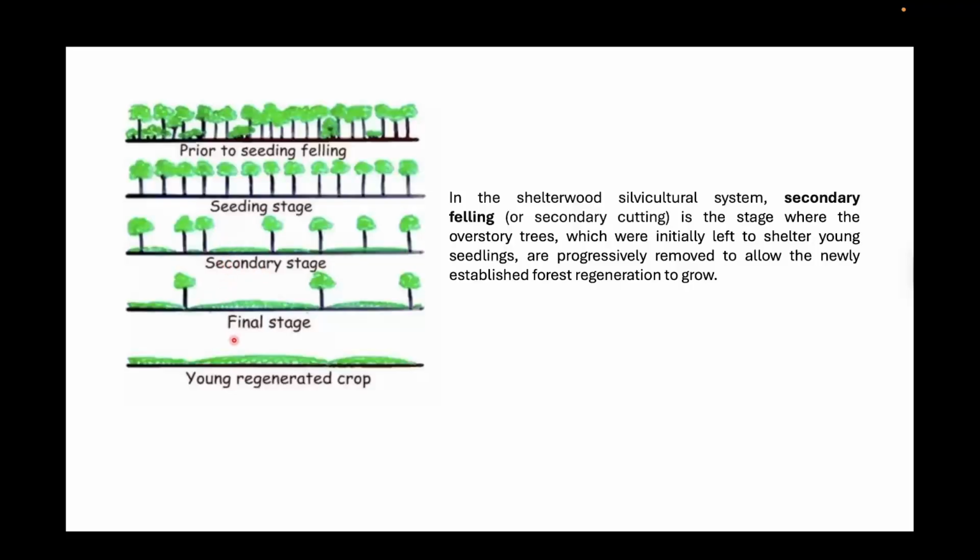overbrush. And in the final stage, those shelter wood trees that have been left behind to provide shelter are being removed, because now the new crop has been established, and this established crop is now left to mature, to make the mature or regeneration start.